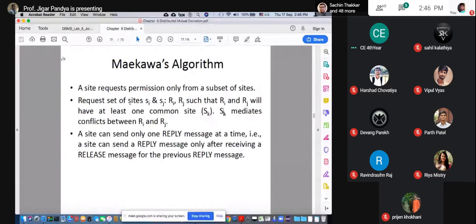Let's see that with an example. That particular common site will act as a mediator. It will give an acknowledgement, like a reply or a go message, to only one of them. Hence this algorithm confirms that first, only one quorum will be in the critical section, and out of that quorum only one site will be in its critical section.